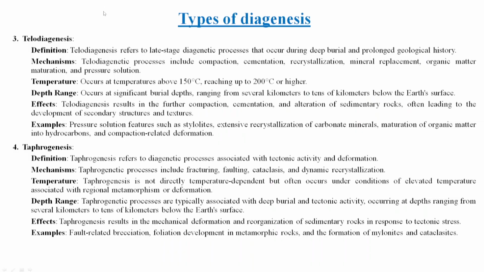Followed by telodiagenesis, which refers to late stage diagenetic processes that occur during deep burial and prolonged geological history. And here the temperature might go up from more than 150 to 200 degrees centigrade. Then you also have a type of diagenesis, that is taphrodiagenesis, which refers to diagenetic processes associated with tectonic activity or deformation.